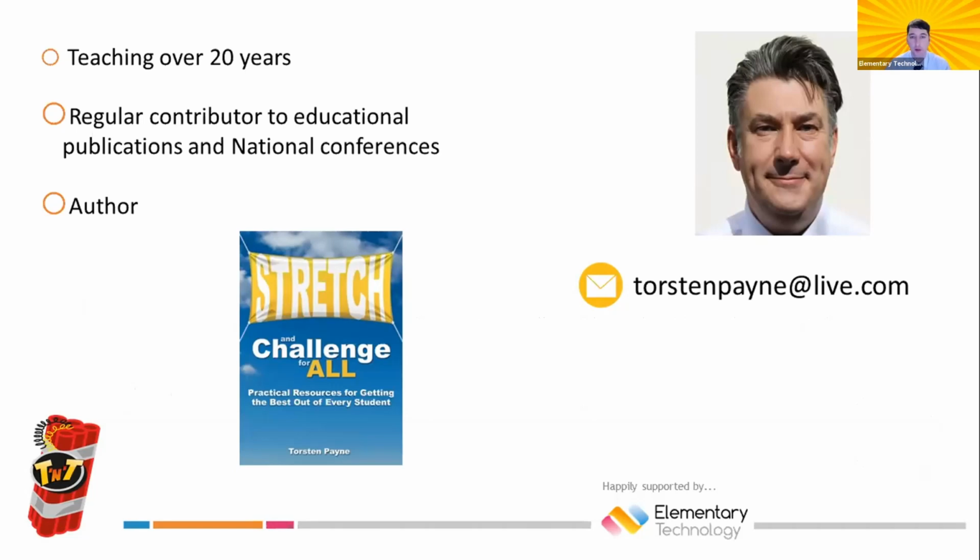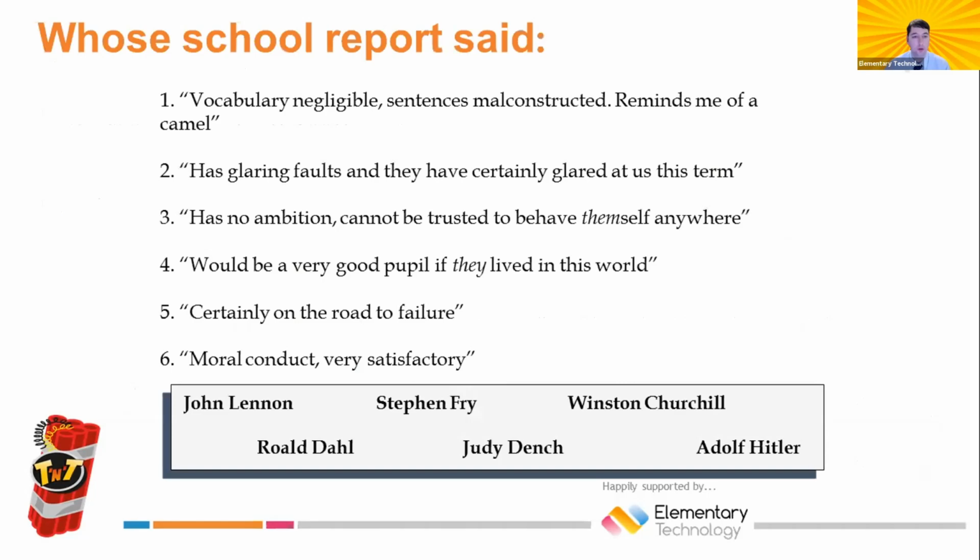But let's get started. Going back to this, if you had a chance to look at this, here are some old school reports of famous people, and you can see how well you did. Number one: vocabulary negligible, sentences malconstructed, reminds me of a camel. That's a great school report. That was Roald Dahl. Number two: has glaring faults, and they've certainly glared at us this term, is Stephen Fry.